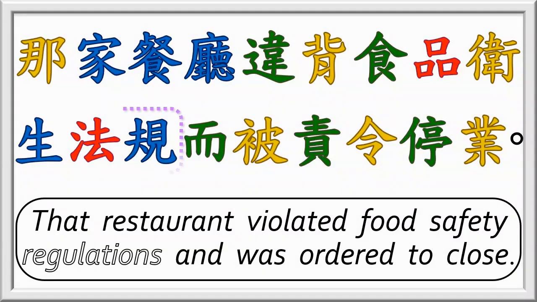As I just mentioned, the most useful meaning of 规 is laws and regulations, especially in the combination 法规. 那家餐厅违背食品卫生法规而被责令停业. That restaurant violated food safety regulations and was ordered to close.